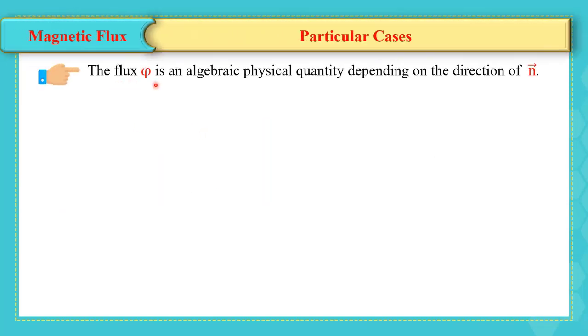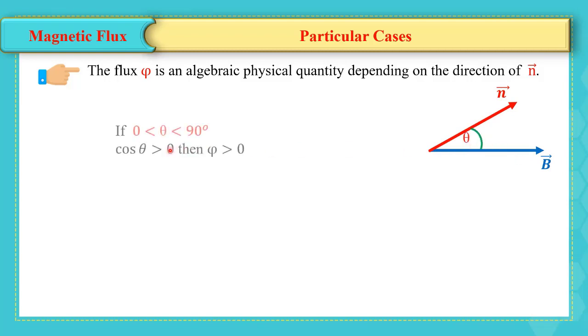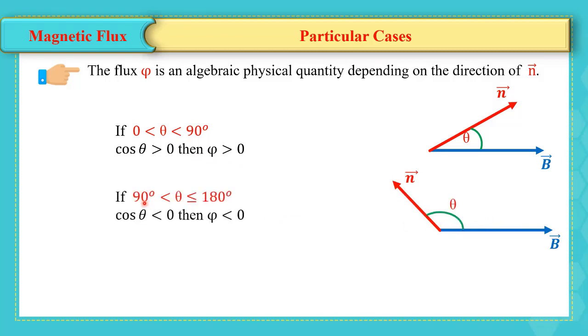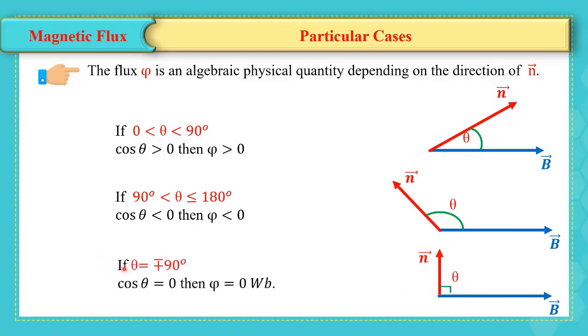Note that flux is an algebraic physical quantity depending on the direction of n. If the angle between the normal and the magnetic field B is between 0 and 90 degrees, then cosine theta will be positive and then flux will be positive. While if the angle theta between B and the normal unit vector is between 90 and 180 degrees, cosine theta will be negative and so flux will be negative too. If the angle between B and normal is 90 degrees, flux will be equal to 0 since theta will be equal to plus or minus 90 degrees and cosine theta in this case is equal to 0.